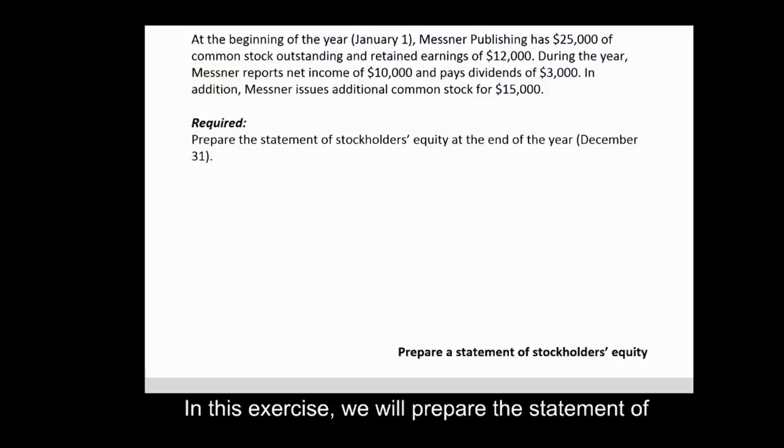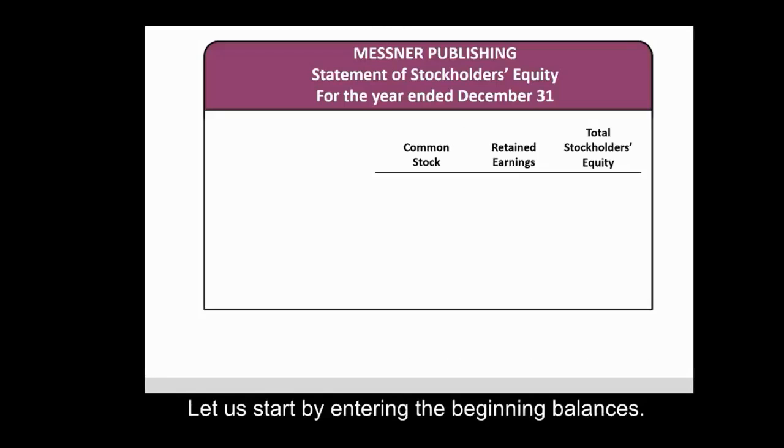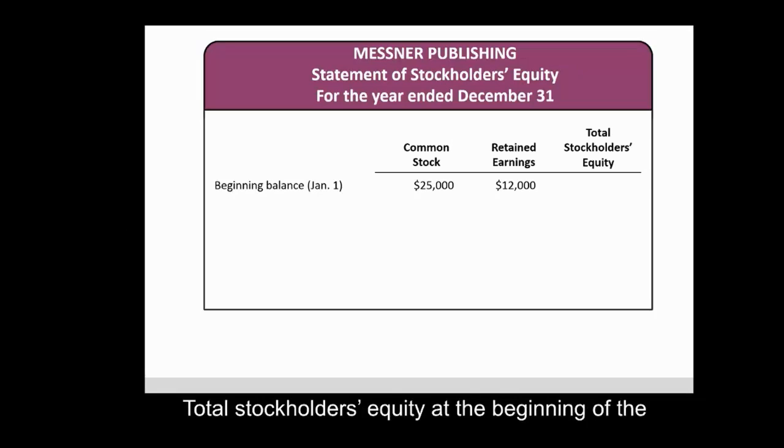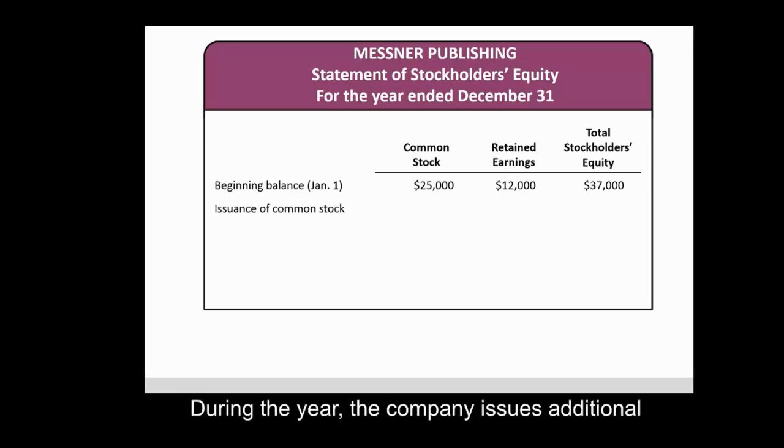In this exercise, we will prepare the statement of stockholders' equity. Let us start by entering the beginning balances. The beginning balances are $25,000 for common stock and $12,000 for retained earnings. Total stockholders' equity at the beginning of the year is the sum of these two values, which is $37,000. During the year, the company issues additional common stock for $15,000.